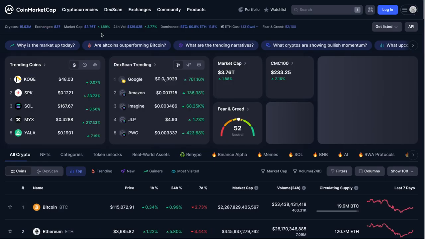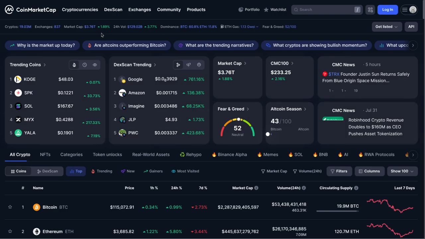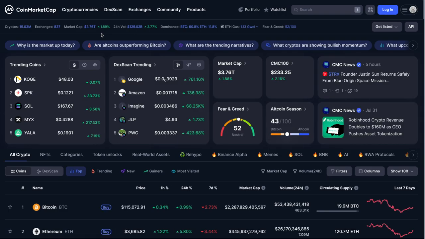24-hour volume for the market, 129 billion. Market cap is at $3.76 trillion. And look at that, 19 million cryptocurrencies. Like we talked about before, that's because of Pump.fun. Let me see here. Top indicators. Okay, well, I thought it had them on the front here, but none of them have triggered yet. And I think there's 30 of them that trigger the top, and not one has triggered yet.